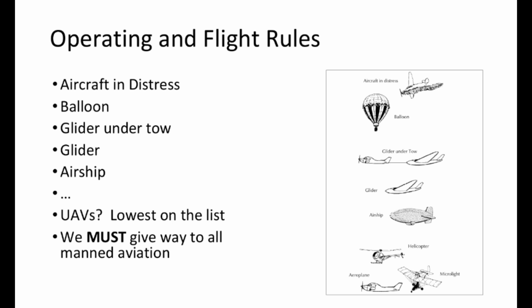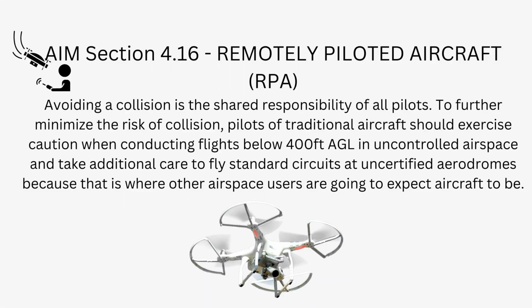So as we look towards flying our drones, you want to make sure that you give way to manned aviation aircraft at all times, and making sure that you're making those appropriate calls. If you have a radio, if you don't, get one. This will definitely help. So looking at the IAM section 4.16, it states the following.